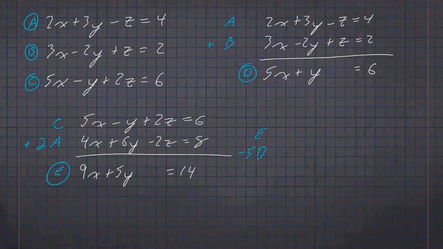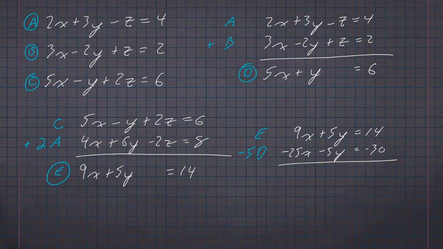All right. So equation E is 9x plus 5y equals 14. Minus 5 times equation D is minus 25x minus 5y equals negative 30. And when I add these together, 9x minus 25x is negative 16x. 5y minus 5y is 0. 14 minus 30 is negative 16. And divide by negative 16 to get that x is 1. I've now solved for x.